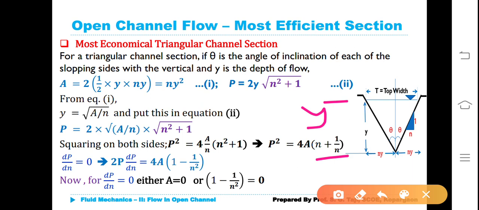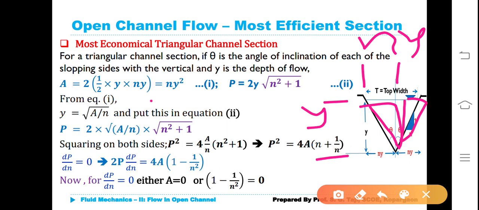We know that area is equal to 2 multiplied by half multiplied by y multiplied by ny, because if you calculate with the slope given 1 by n, you will get ny. Therefore, area of this small triangle and area of this small triangle are same. Therefore, 2 times half of y into ny, that is equal to ny squared.